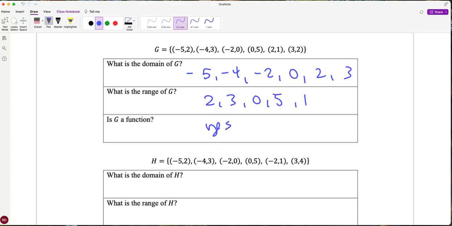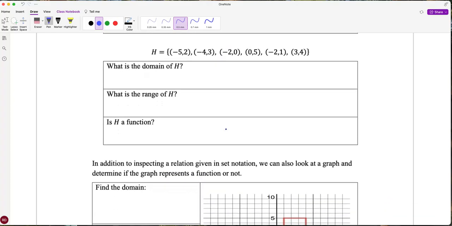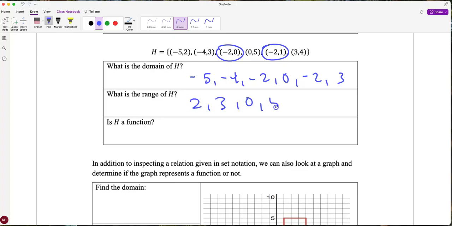Okay. What about the next one? What is the domain of this guy? Yeah. So what I see here is -2 gives me two different answers. Okay. The range is what? 2, 3, 0, 5, 1, 4. This is not a function. Okay. Because what I'm looking at is I get different answers for -2. So I see repeated what? X values. So when I see repeated x values, it's not a function.